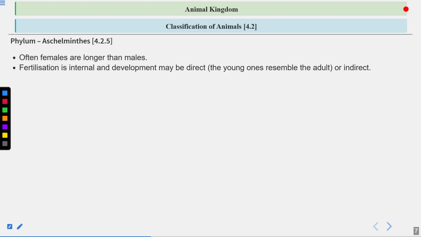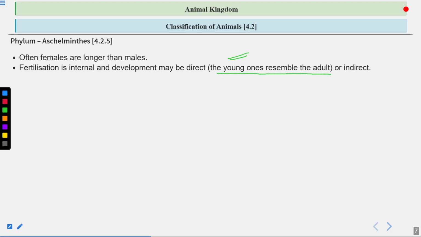So the development may be direct. In some individuals of the Aschelminthes, there is no formation of larval stages. That is direct. The young one resembles the adult. Wherever you see that the young one resembles the adult, it means that it does not have any larval stage. But there are young ones that do not look like the adult.